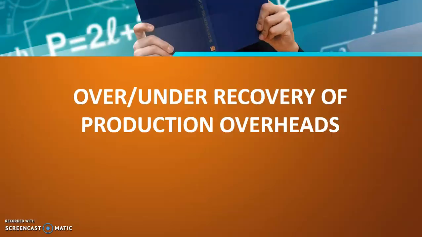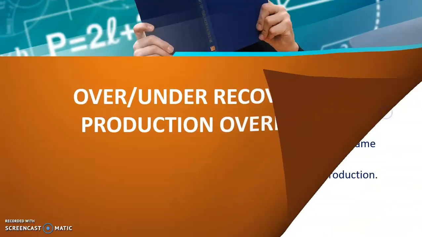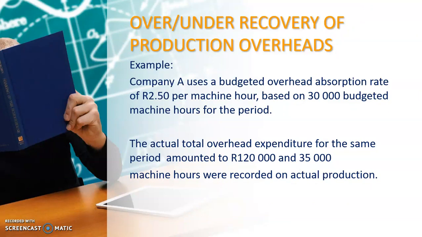Then our over- and under-recovery of production overheads. Remember, I said that if we have over-absorbed our production overheads, meaning that we've absorbed more than we actually incurred, we had an over-recovery, and if we absorbed less than we actually incurred, we had an under-recovery. So this is an example of this now.